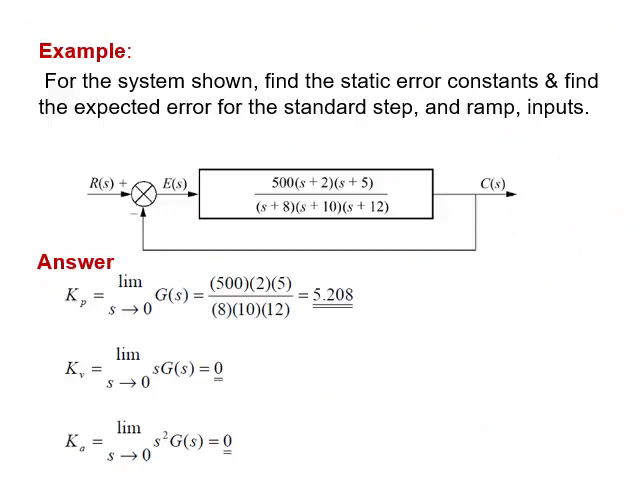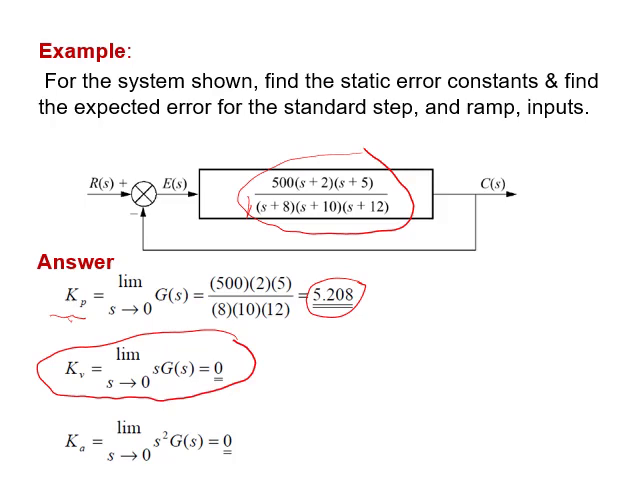Okay, for the system shown, find the static error constants and find the expected error for the standard step and ramp inputs. So we need to calculate the constants. We'll start with Kp. Kp is equal to, you see here, the limit of G(s), which is going to be finite because there is no integrator. I think this is clear. But when I calculate Kv, I found that Kv equals 0 and Ka equals 0.